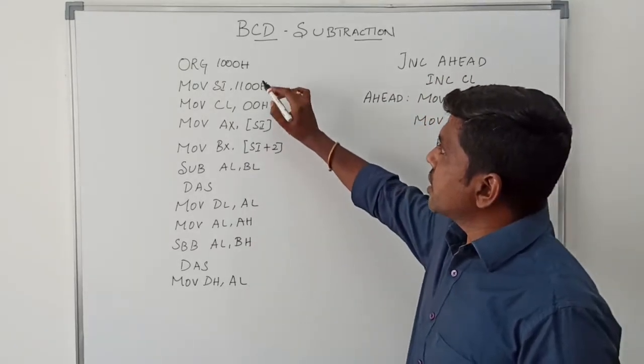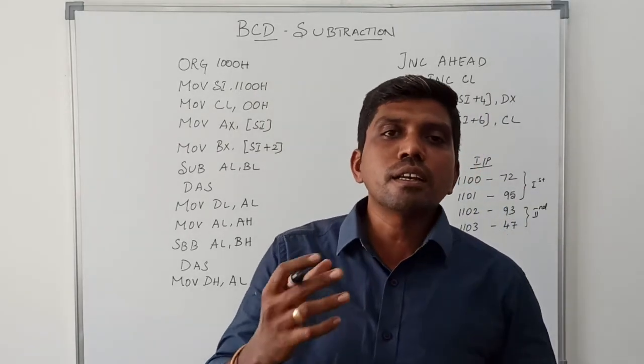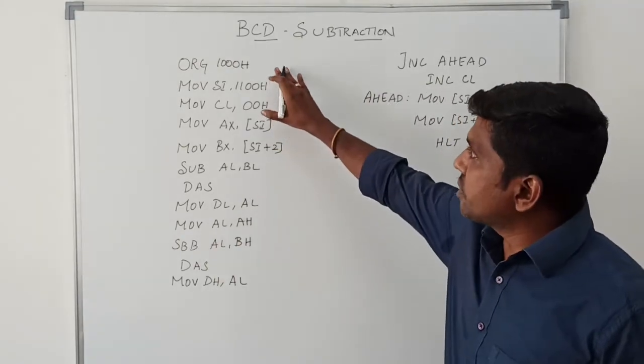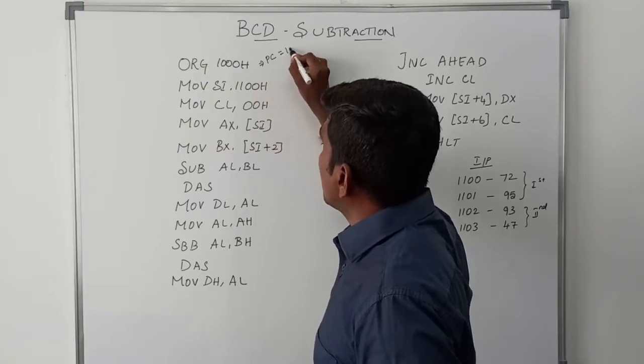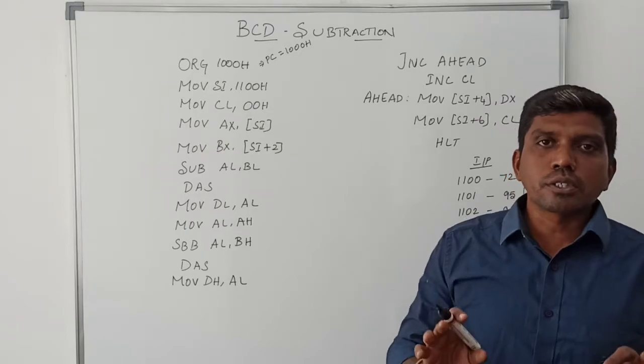The first instruction is ORG 1000H. This ORG 1000H declares the program counter starting address location. After execution of this instruction, the program counter value is set to 1000H. Now the program counter value is 1000H.